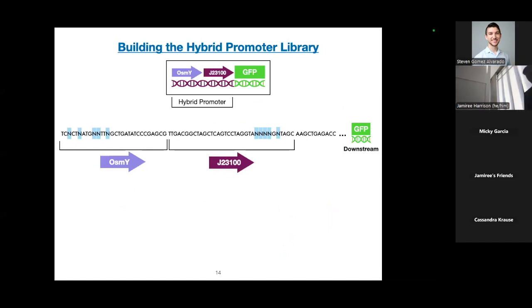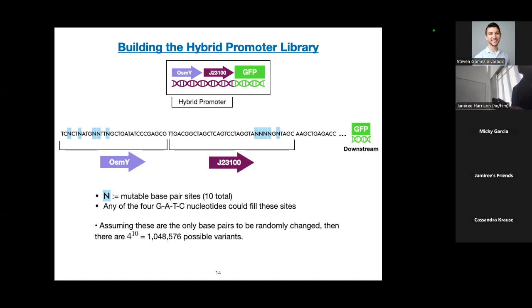What you're looking at here is the exact hybrid promoter sequence that we mutated. In blue, you're going to see the mutation sites, and notice that they're not the standard GATC that you're used to. They're N, because you can stick any random A, T, C, or G in there, and then you get a new hybrid promoter. If you were to do that, you would get over 1 million possible variants, because you have essentially 10 boxes and 4 choices to put in each of those boxes. So combinatorially, you would get over 1 million variants.